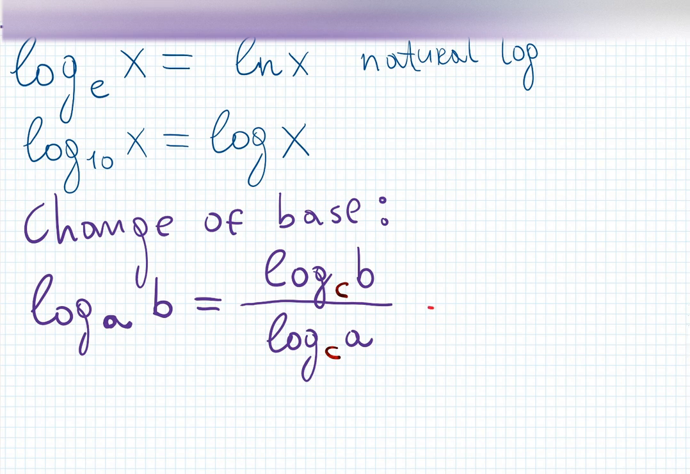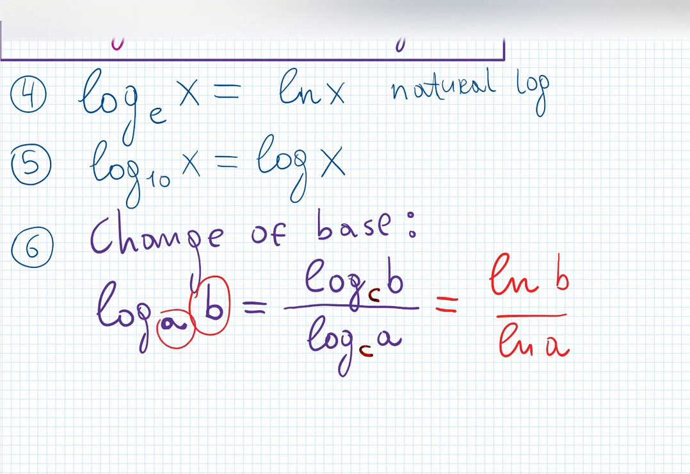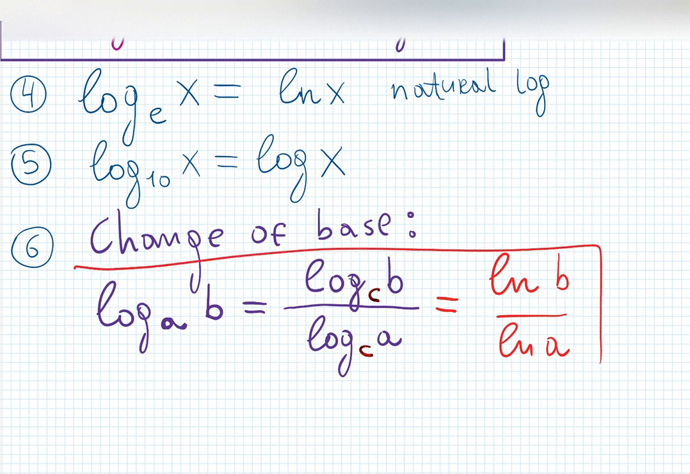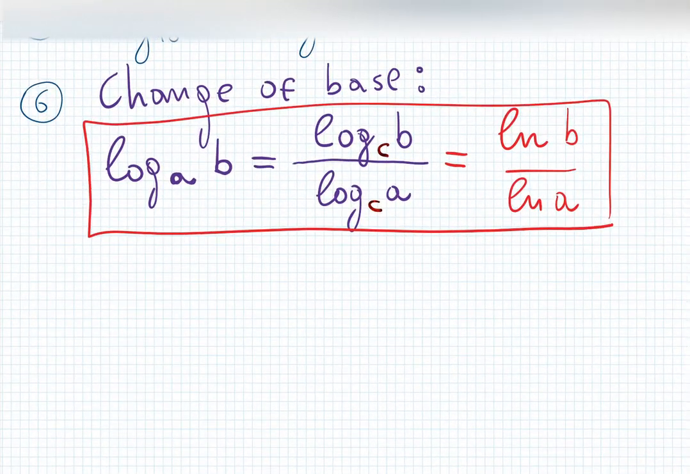And of course, since your calculators have natural log and log 10, we usually like doing ln b over ln a or log b over log a. Again, how to remember: b was higher so it goes to the top, a was lower so it goes to the bottom. That's just a mnemonic way to memorize the formula. Change of base formula. And not yet done. Let's keep going with this.